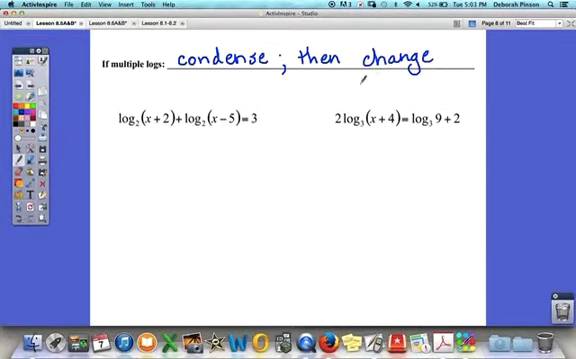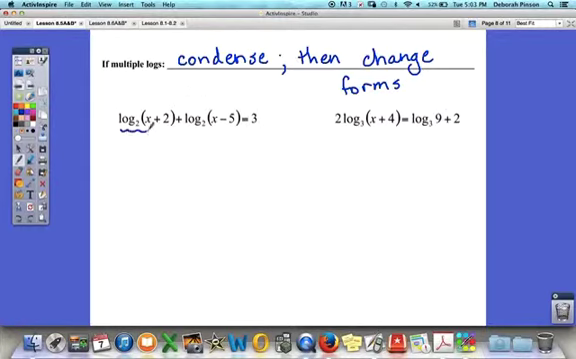Okay? Now the condensing is basically to get it down to where you only have one logarithm. Then you're back to these problems over here. Now they're probably going to be more complicated. So just a heads up on that. They're going to be more complicated, but this is what you're going to do.